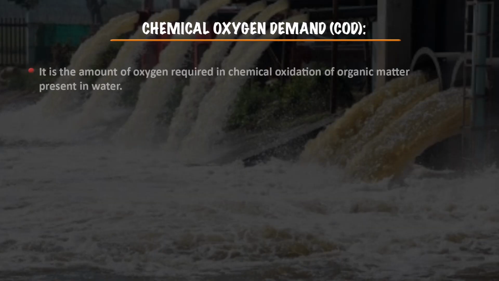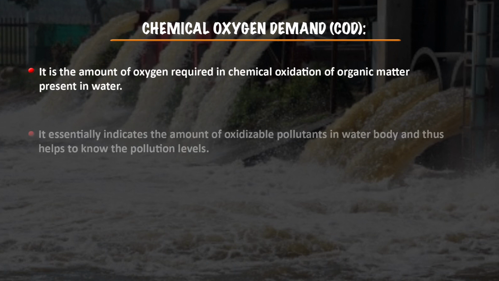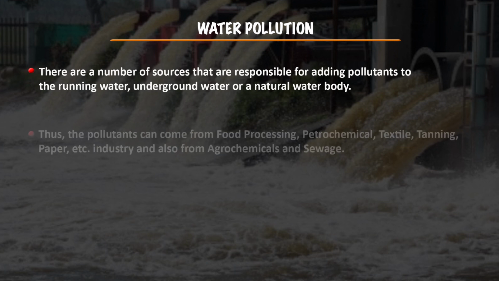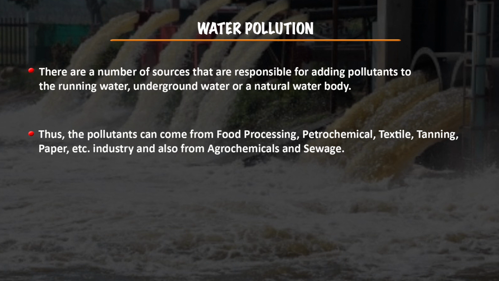Next, we will move on to the chemical oxygen demand, that is COD. It is the amount of oxygen required in chemical oxidation of organic matter that is present in water. It essentially indicates the amount of oxidizable pollutants which are present in the water body, to help to know the pollution levels. Now we have to mainly concentrate on water pollution. There are a number of sources which are responsible for adding pollutants to running water, underground water or natural water bodies. The pollutants can come from industry, whether it is food processing, petrochemical, textile, tanning, paper industry, and also from agrochemicals and sewage.